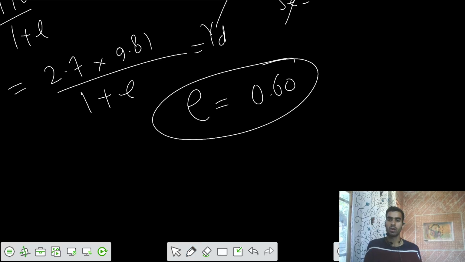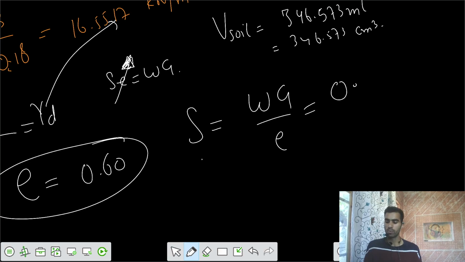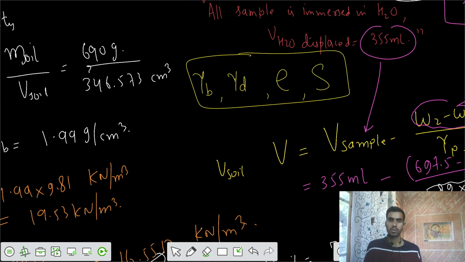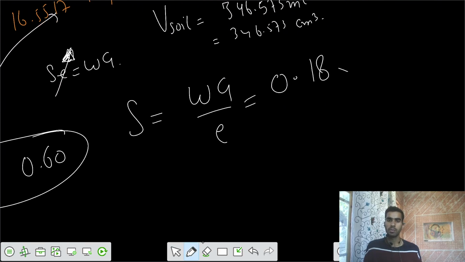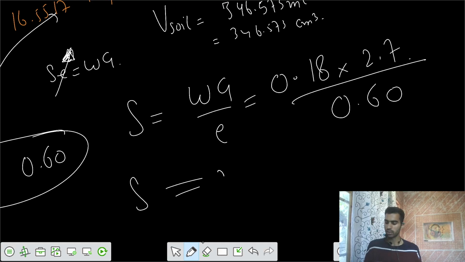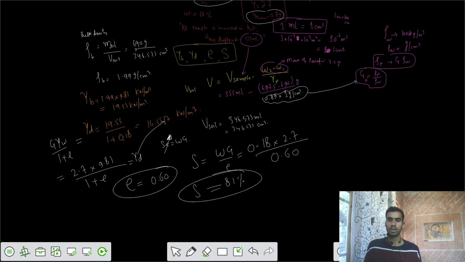So once you got the value of e, now we can solve for the value of S. We can solve now the value of S, that is wG by e. The value of w was given to you, water content of 18%, and specific gravity of solids is 2.7, divided by void ratio of 0.60. Your degree of saturation is 81%, that is 0.81. That was the end of this problem.